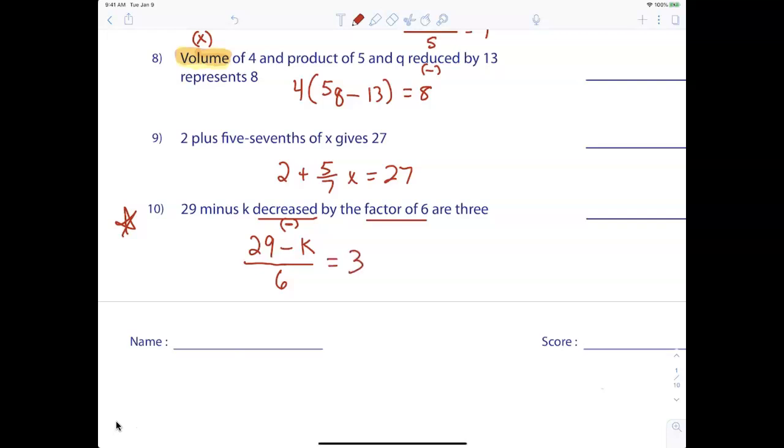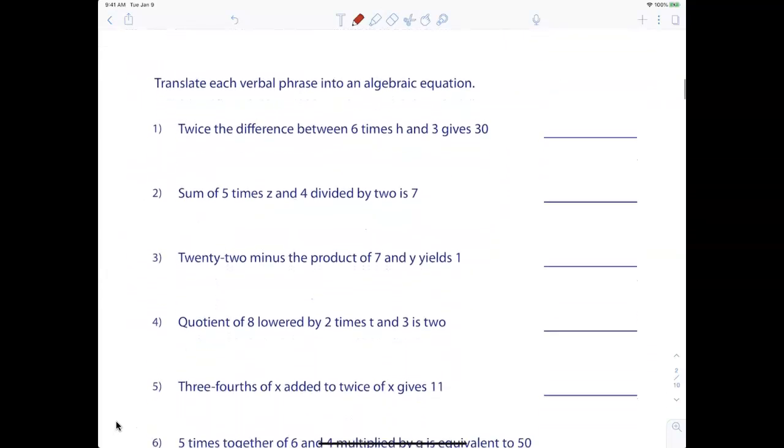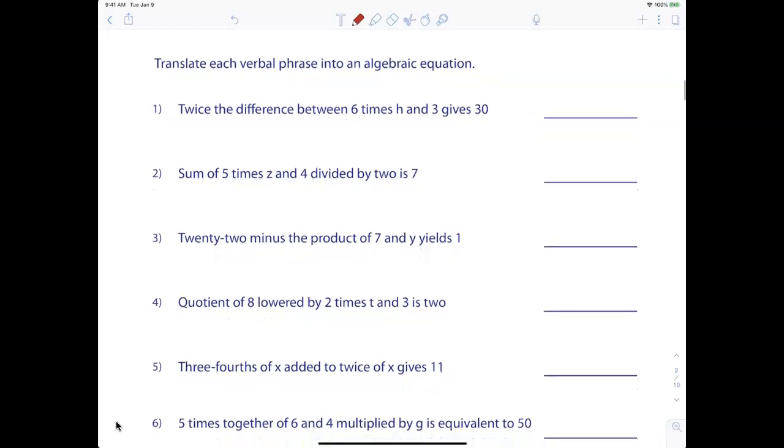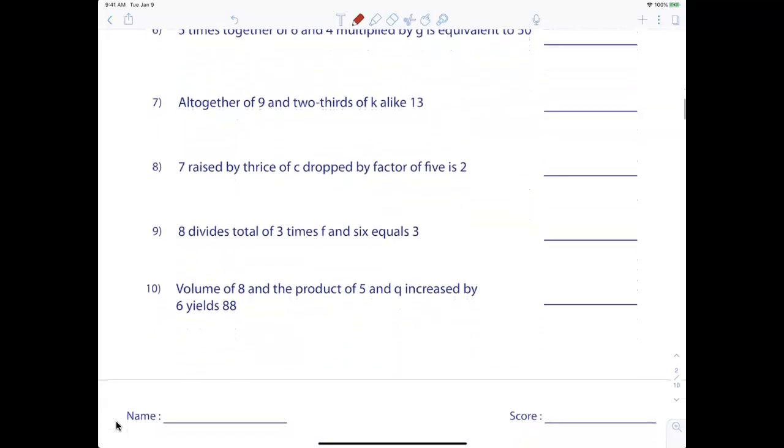So that is a good representation of translating sentences into equations. Now for classwork, or independent work, I want you to try 1 through 10, and that's very similar to 1 through 10 above, so you should do better at it.